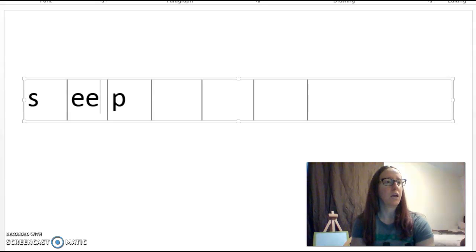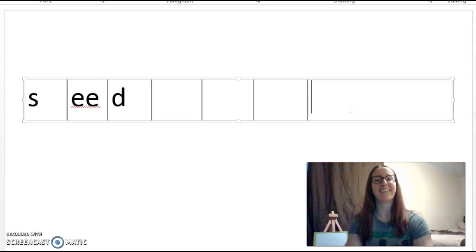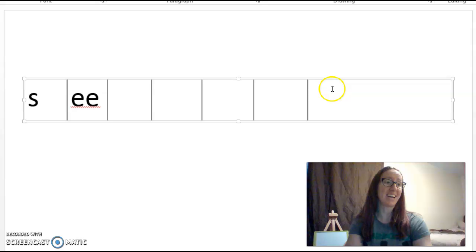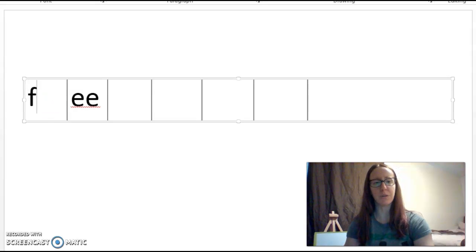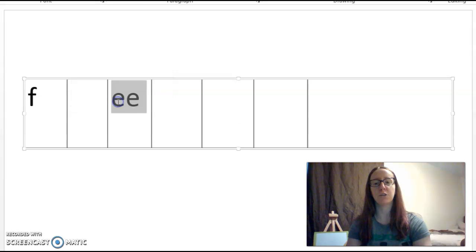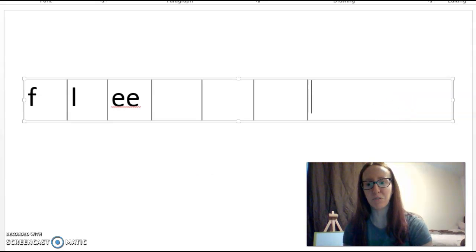Let's see, seep to, yes, seed. Seed to, yes, see. See to, yes, bee. Bee to, yes, fee. Fee to, yes, free. And free to, yes, flee. Good job chaining today, friends.